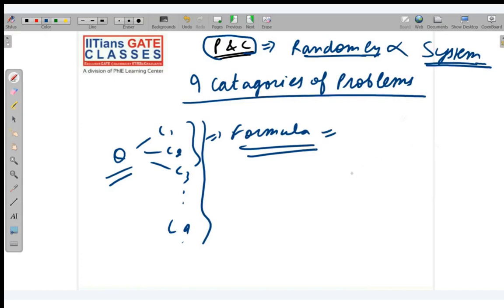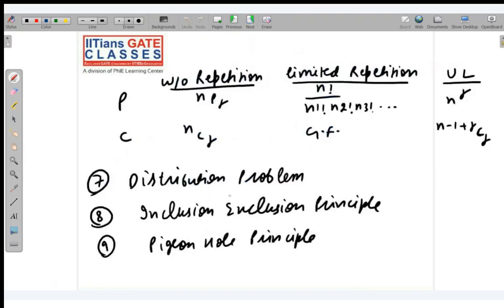If you want to take any snapshot you can take, and I will now tell you all the 9 categories. So these are the 9 categories.